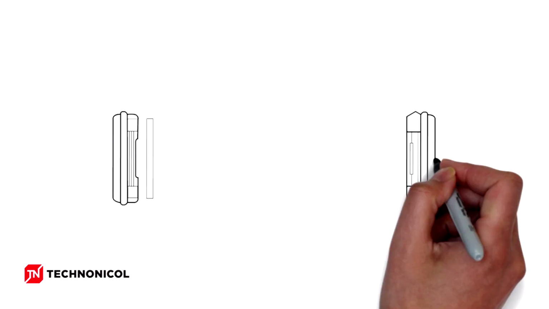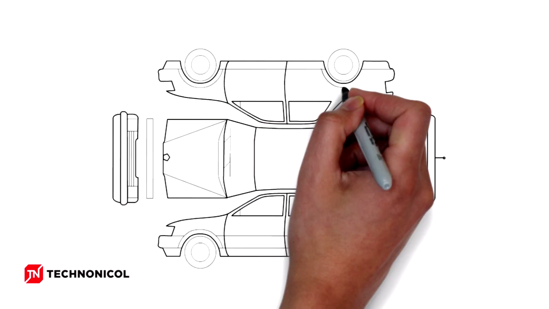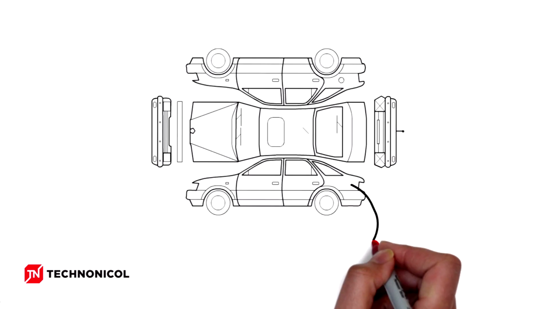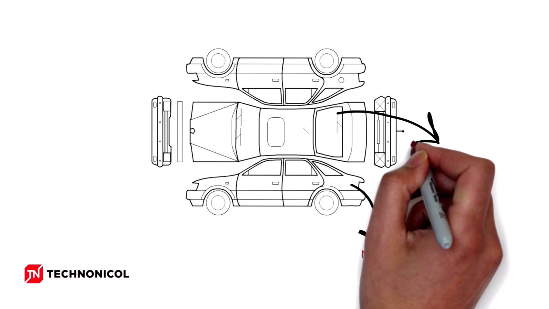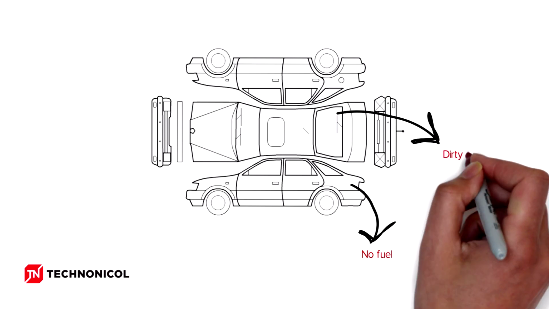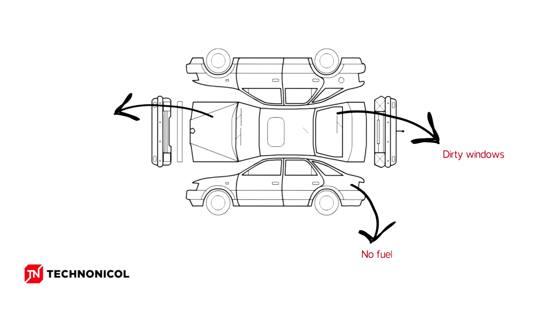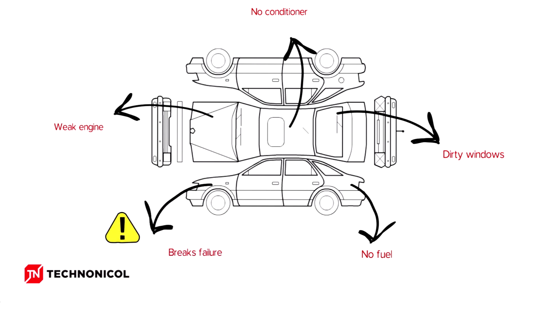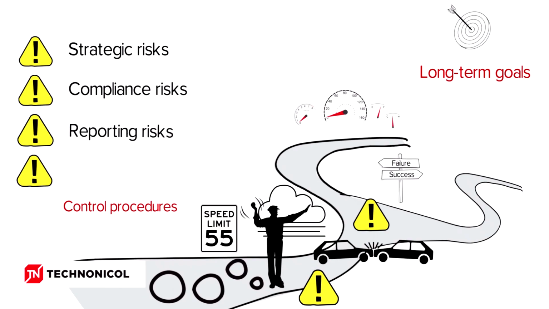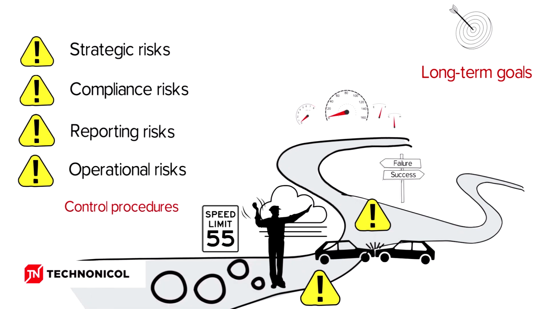On the way to the goal, you may face problems related to the driving process itself. If you do not fill up in time, you may run out of fuel. Let's call it a liquidity crisis. The outside view may not be clear if you have dirty windows and the screen wipers do not work. The car may get stuck on a muddy road due to weak engine power, or the driver will not get enough comfort without air conditioning. And finally, brake failure may actually lead to disaster. All those are operational risks, which should be mitigated by implementing control procedures in the business processes.